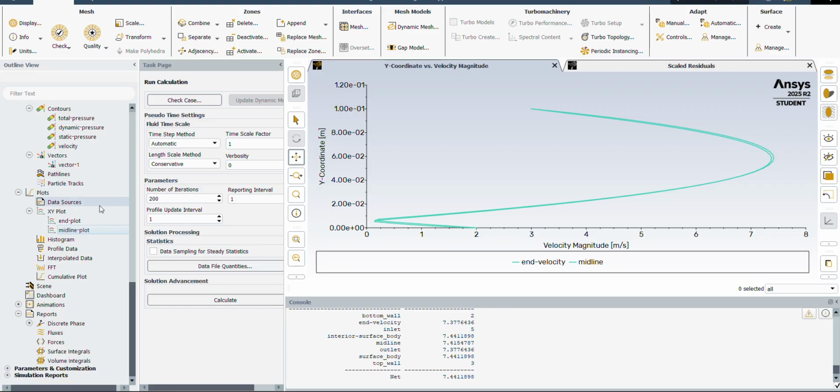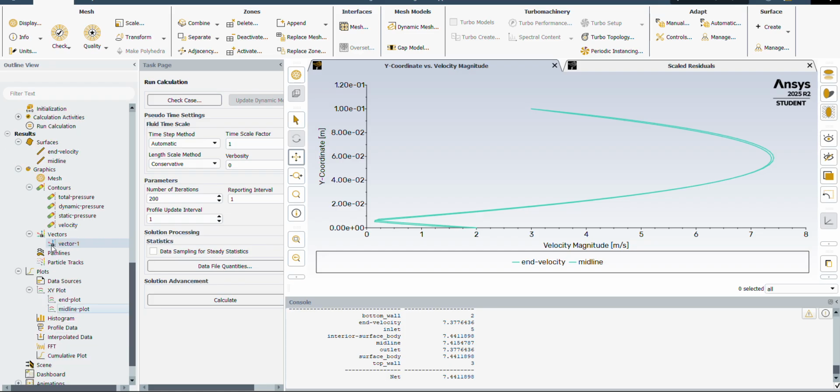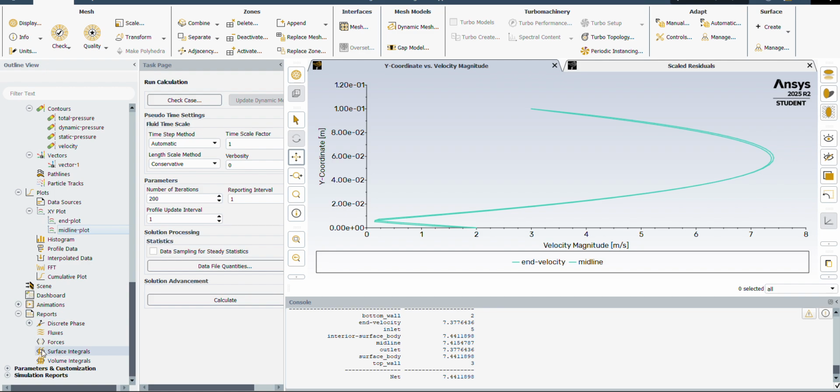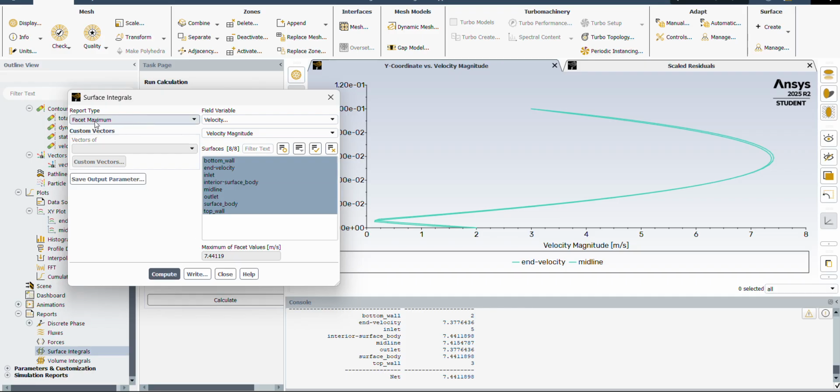To determine this, you can come down here into results and down to reports. Open that up, and then double click on surface integrals. You'll choose facet maximum, velocity, velocity magnitude, select all of these surfaces and click compute. And right here in our console, it shows our velocity is 7.4411898 meters per second. So I just rounded to 7.441 meters per second.